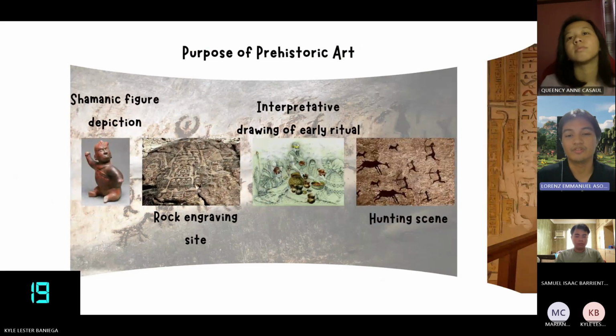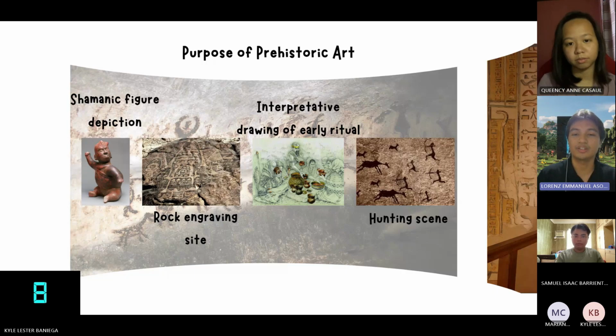So, for the purpose of prehistoric art. Unlike modern art, prehistoric art was utilitarian. It was used in rituals, hunting magic, or communication. It shows how early humans made sense of their world through creativity.